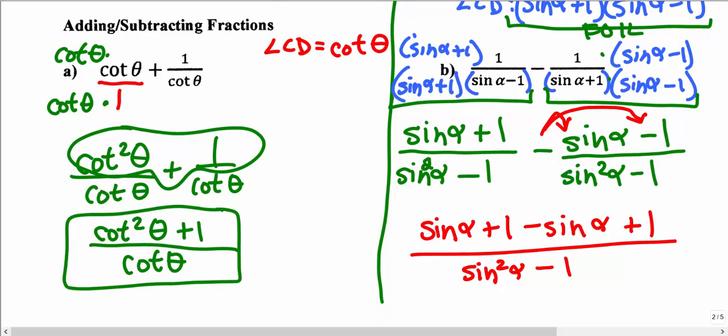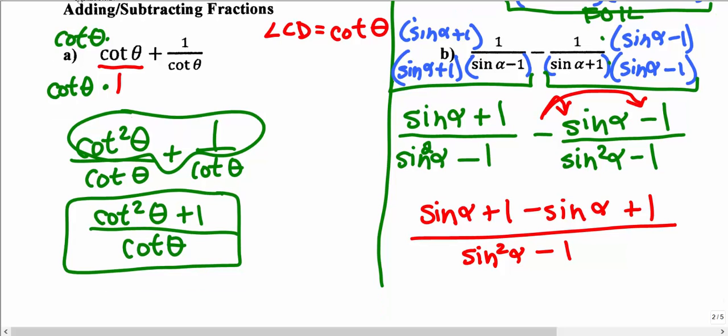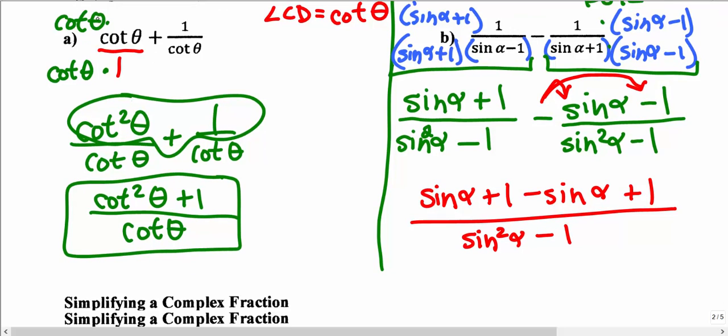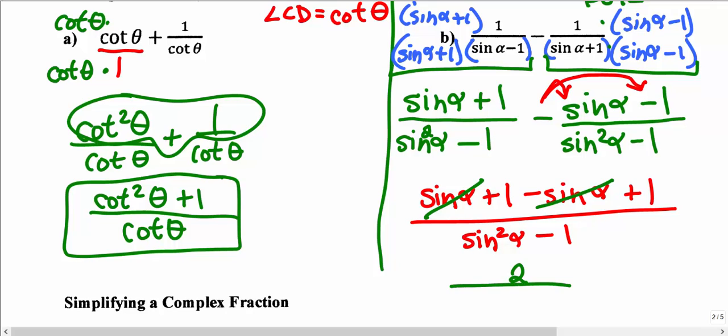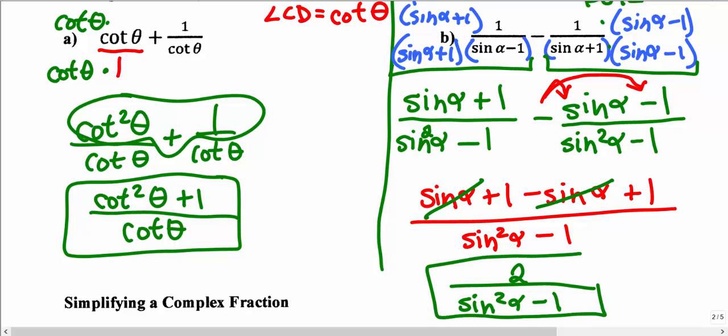Now we want to combine like terms on top of this new fraction. And when we combine like terms, we have sine alpha minus sine alpha, and those end up canceling each other out. And 1 plus 1 is 2. So we get 2 over sine squared alpha minus 1. And this would be our final result as a simplified fraction.